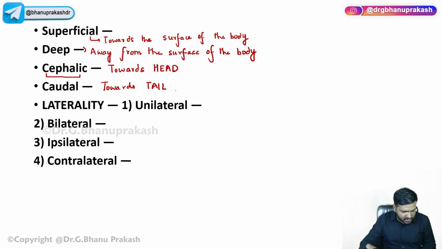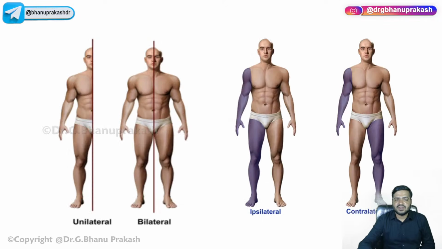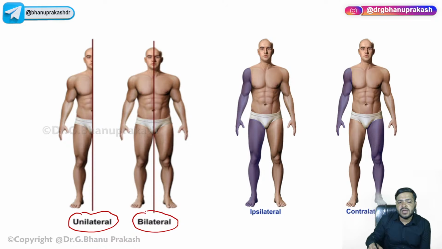Coming on to the next one, that is laterality. Just look at this image, guys. You will understand laterality with the help of this image. Unilateral basically means we are referring to only one side of the body. Bilateral means both the sides of the body.